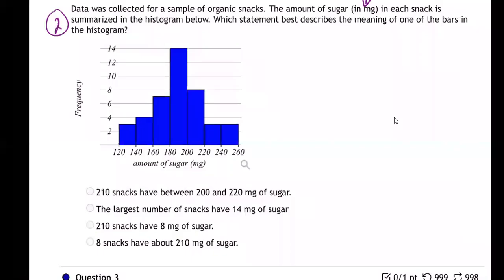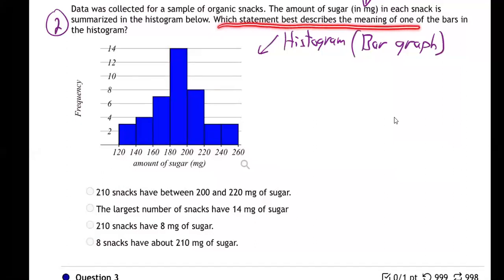...was collected for a sample of organic snacks. The amount of sugar in milligrams in each snack is summarized in the histogram below. This is a histogram. A histogram is basically a bar chart. They use the word histogram, but we more commonly would call it a bar graph or a bar chart. Same thing, basically.